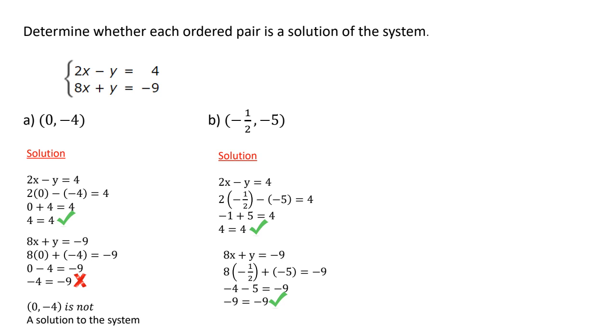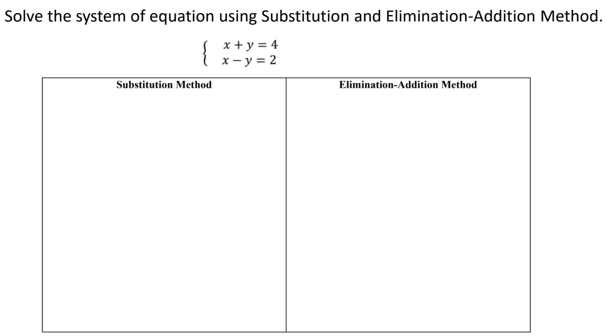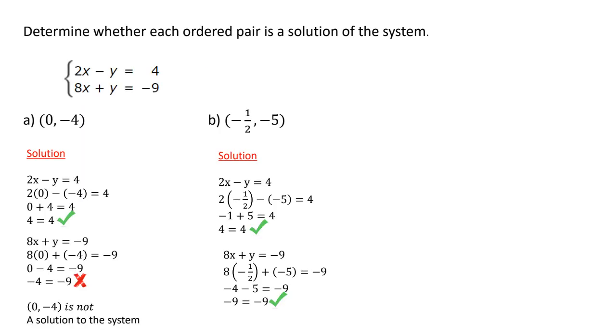So since I had a true statement for both, then -1/2 and -5 is a solution for this system. Okay. And again, what did this mean? At this point, -1/2 and -5 is where these two lines intersect. On this particular one, these two lines don't intersect, so that's why it's not a solution.